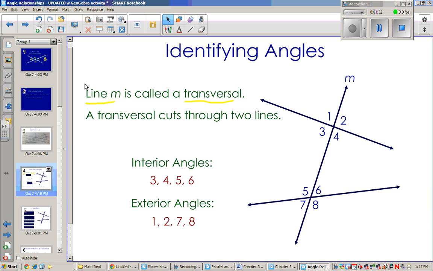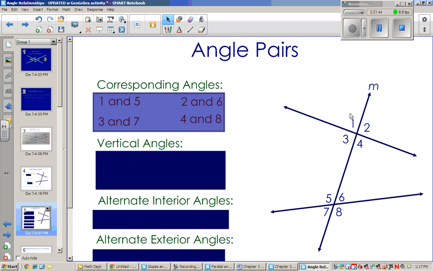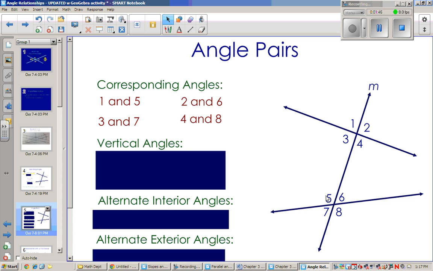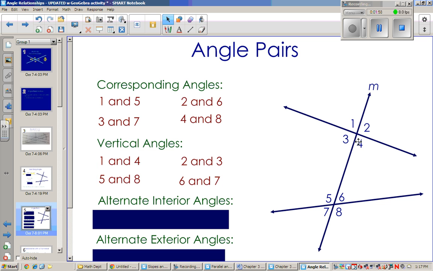Now we're going to get more specific than just interior and exterior, where we're going to have angles that correspond. Angle 1 is in the upper left hand corner, and 5 corresponds with that because it's in the upper left hand corner. Same with 2 and 6, 3 and 7, and 4 and 8, because it corresponds to where they are on those angles. Now vertical angles we've learned before are across from each other. So 1 and 4, 2 and 3, 5 and 8, and 6 and 7.